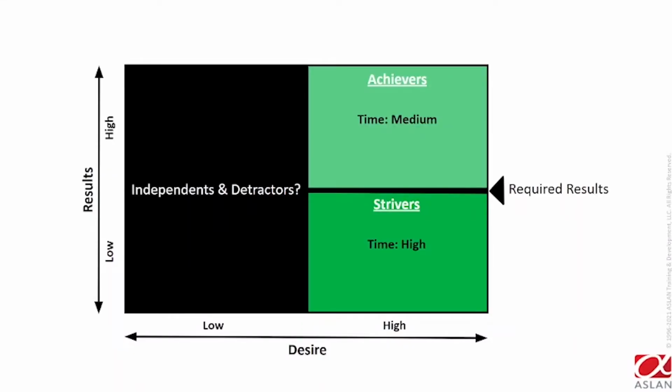And then lastly, they're going to learn how to remove the barriers to change. Most managers struggle to motivate independents and detractors because the traditional approach to influence does not address the emotionally unreceptive learner. They're going to learn a new way to influence.